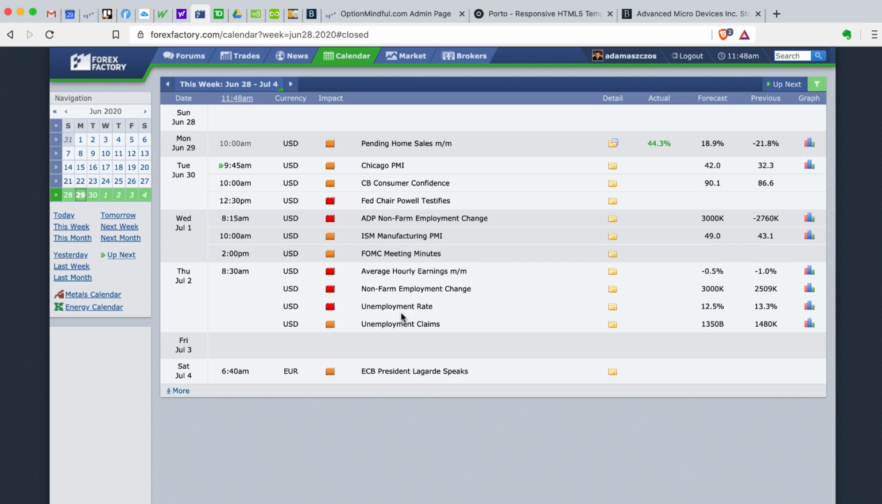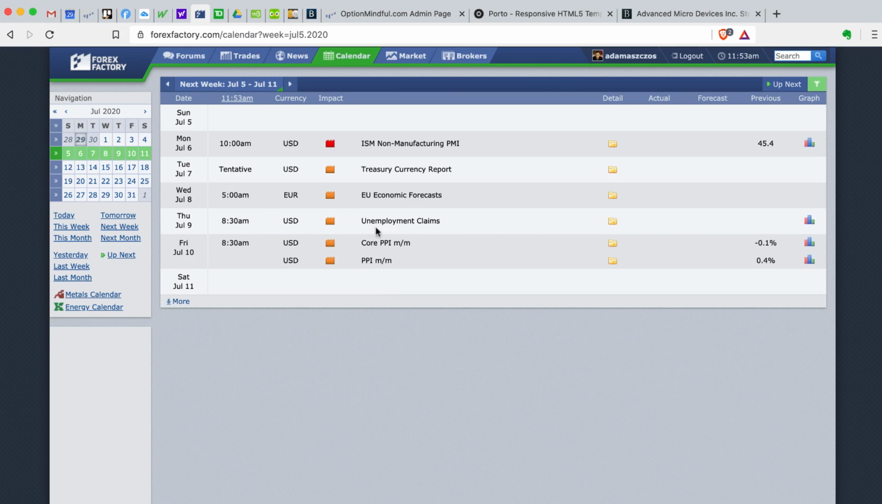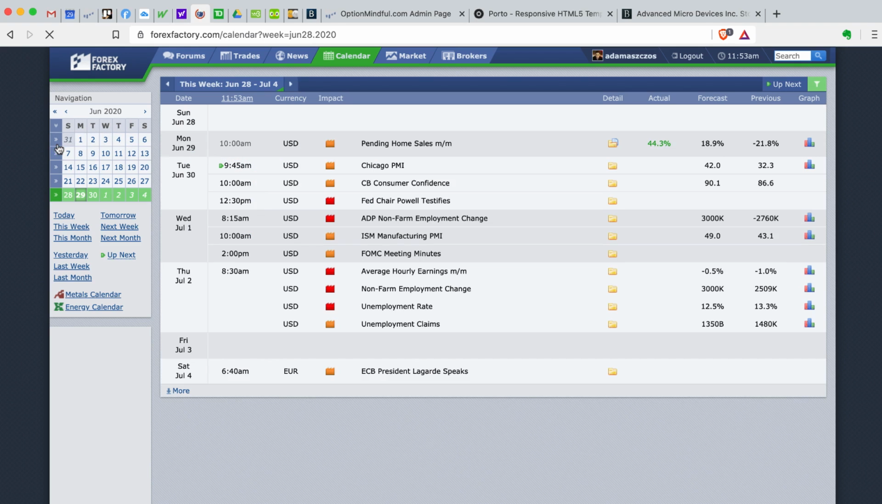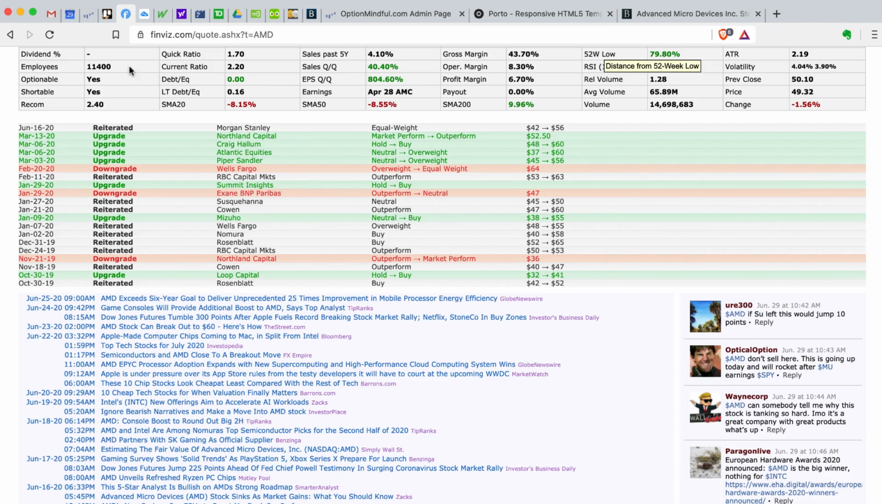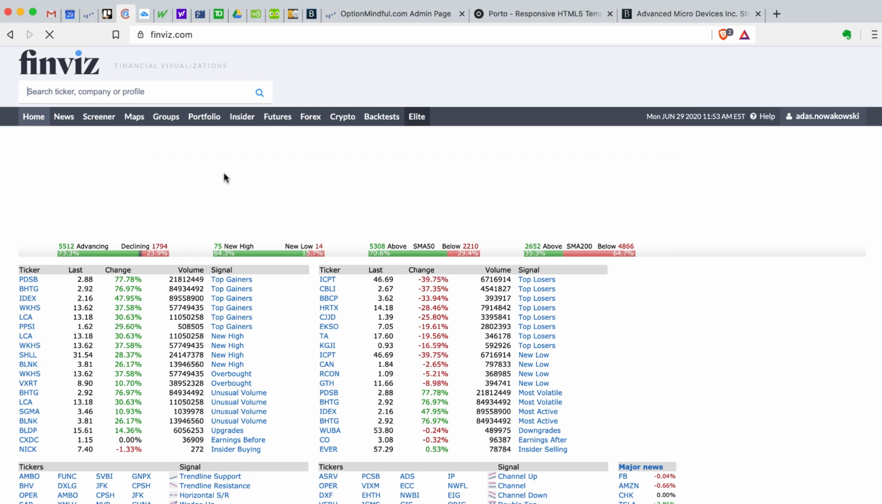So that's what we see in the news. We definitely need to pay attention: 12:30 today, tomorrow's FOMC meeting minutes, and Thursday. And what about the next week after? It's much quieter. You can see there will be some weekly unemployment claims, but there is nothing really crazy happening. So this week should be a little bit more jumpy and crazy, but next week much less.